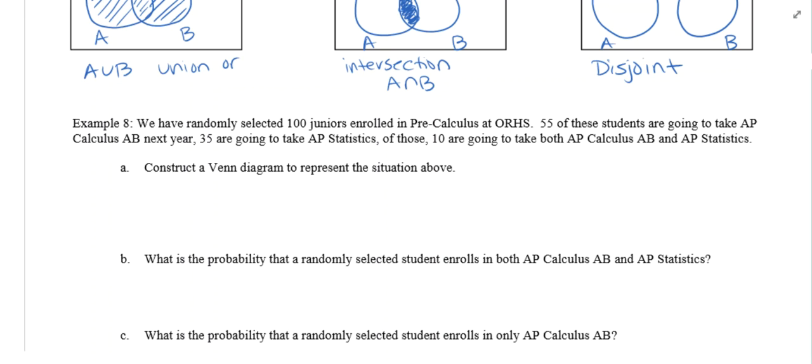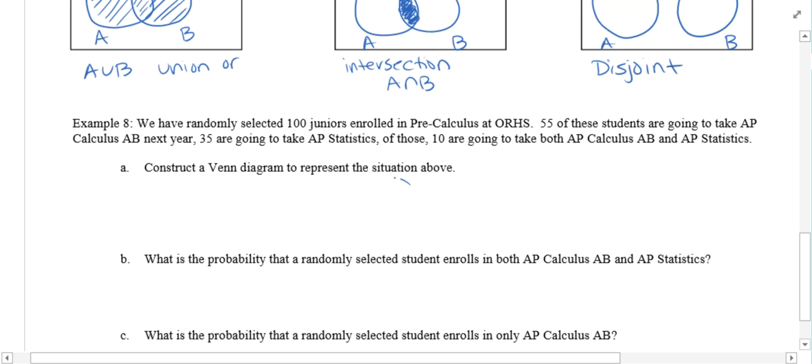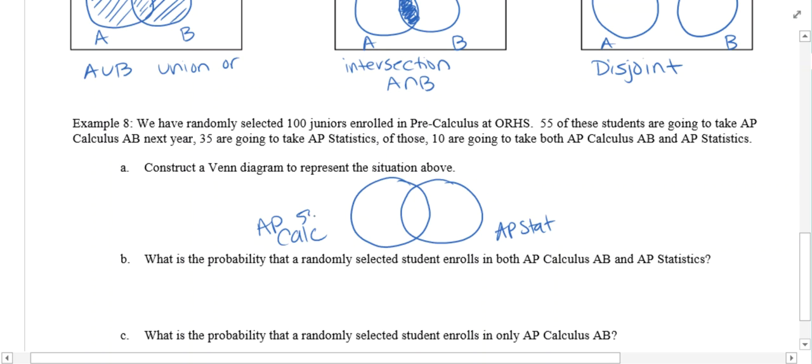So we're going to construct a Venn diagram here. They're either taking AP Calc, or they plan on taking AP Stat. I like to write the totals on the outsides. So AP Calculus, there's 55 total. For AP Stat, there is 35 total. Those are our total numbers. How many are taking both? It's going to be 10.